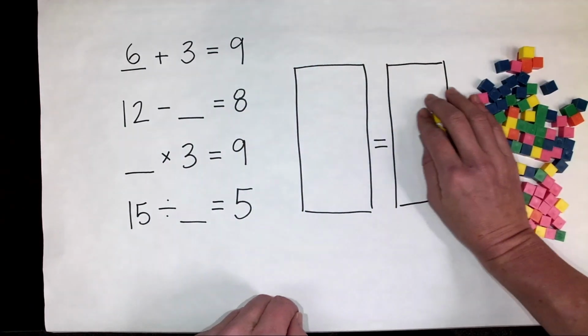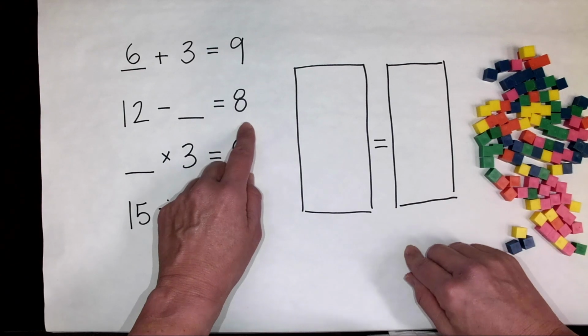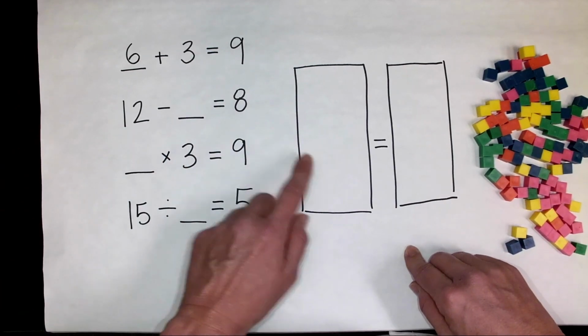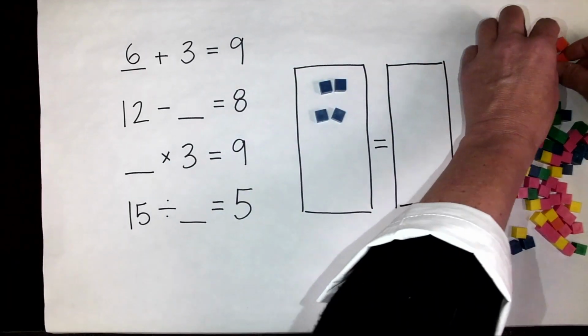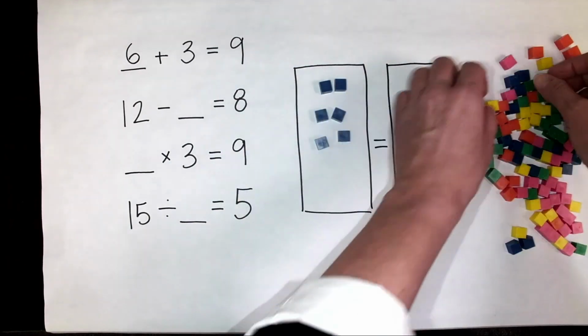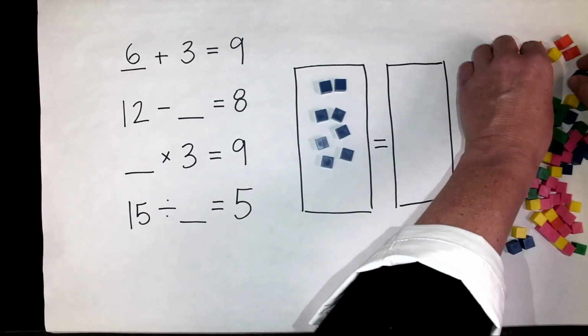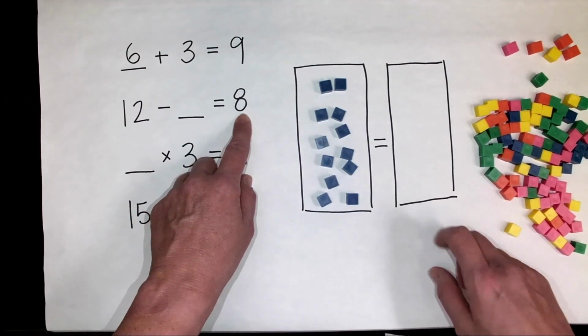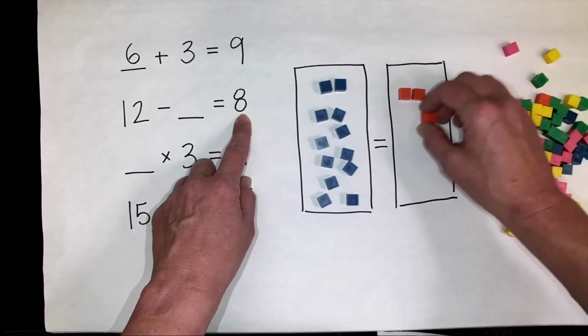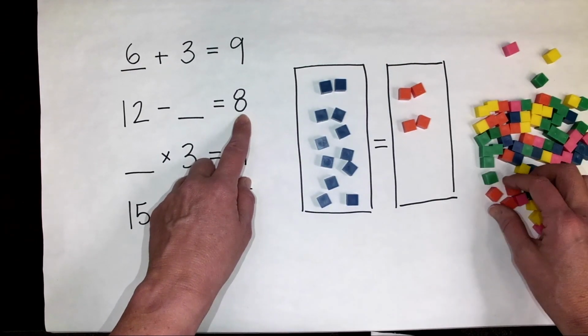I'm going to go ahead and clear my cubes, and now let's look at this subtraction equation. On this side, I have 12. I'm going to go ahead and put 12 cubes in there. Let's see, 1, 2, 3, 4, 5, 6, 7, 8, 9, 10, 11, 12. And then on that side of the mat, I have 8. Go ahead and put 8 in here.